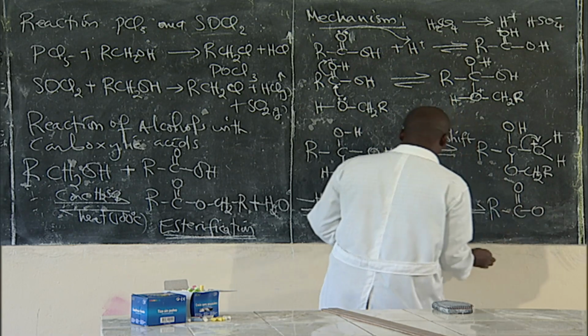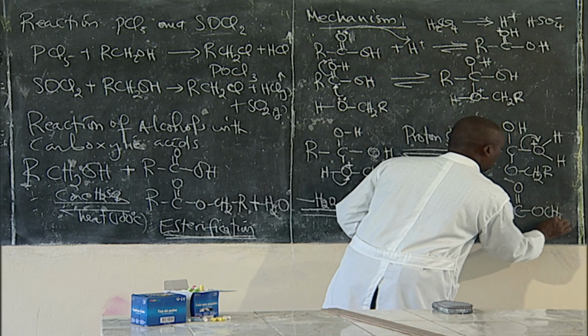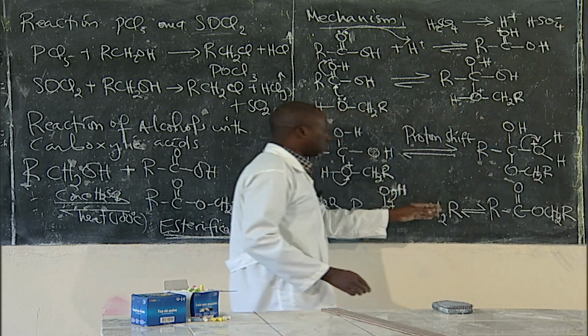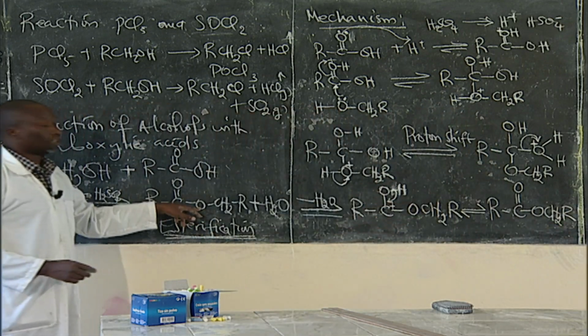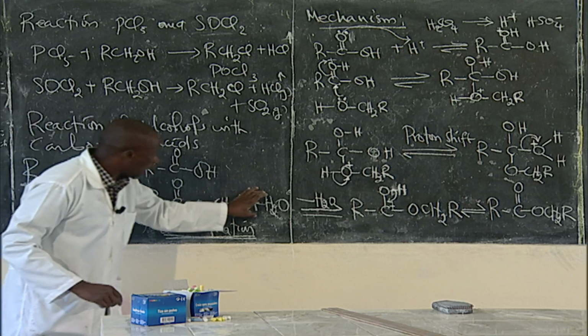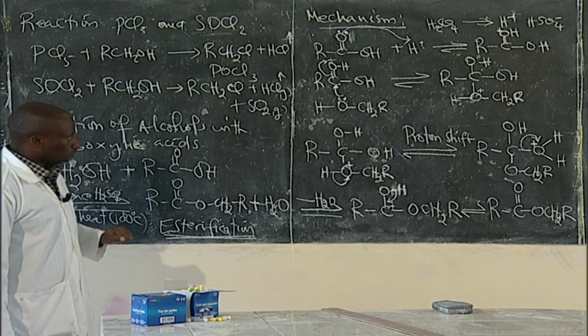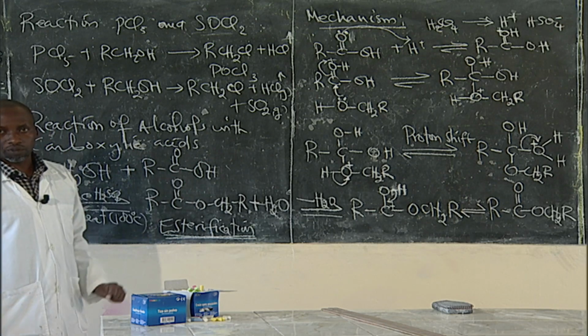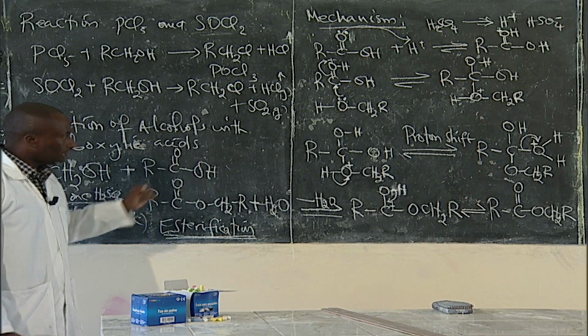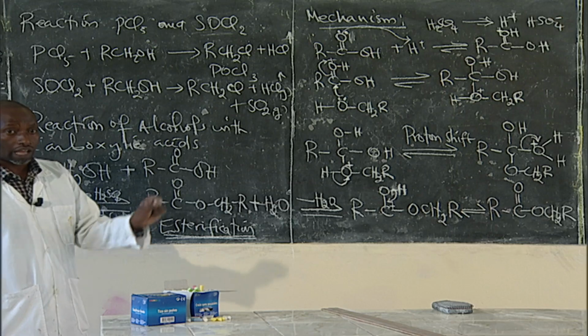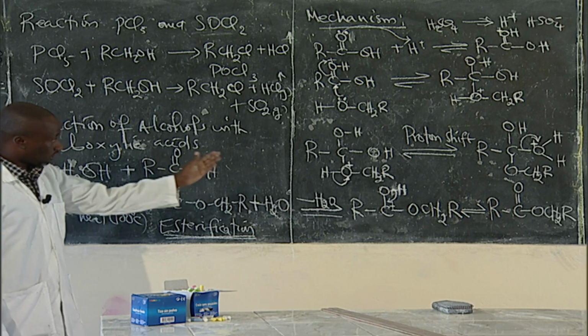You have oxygen, CH2R. That is our carboxylic acid that is formed. So this is how the reaction is taking place. So you can go through the steps slowly. I hope you are putting it down in your notes, because this will help you.